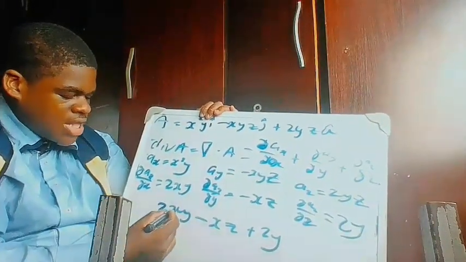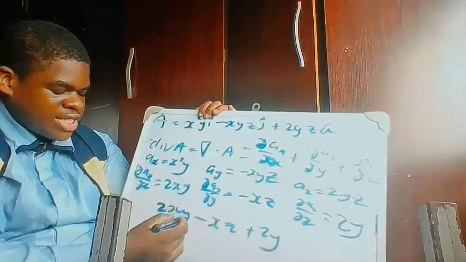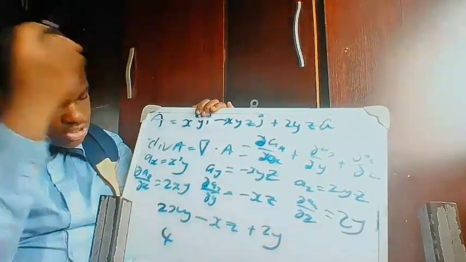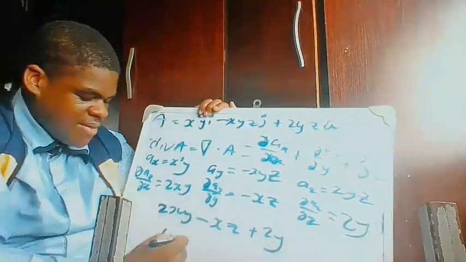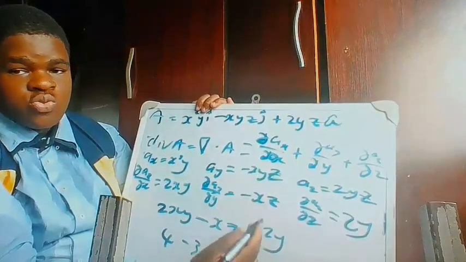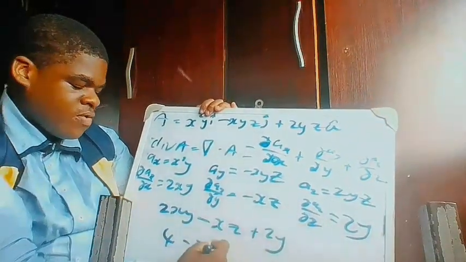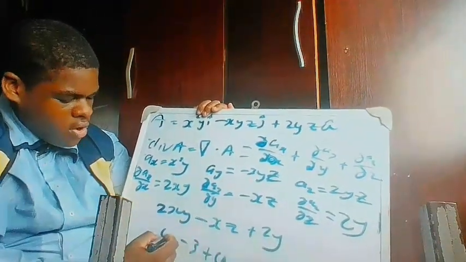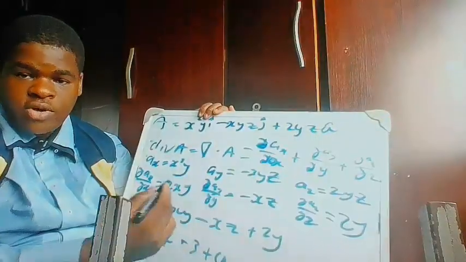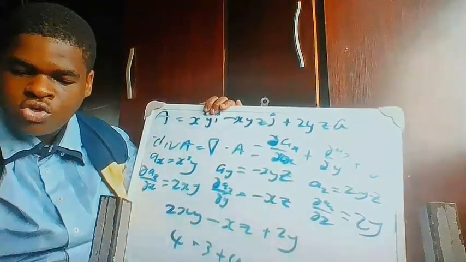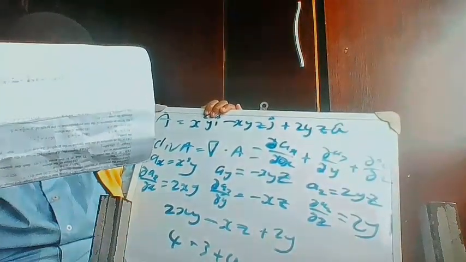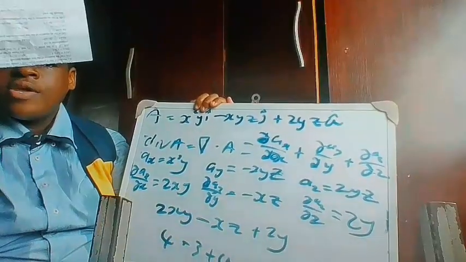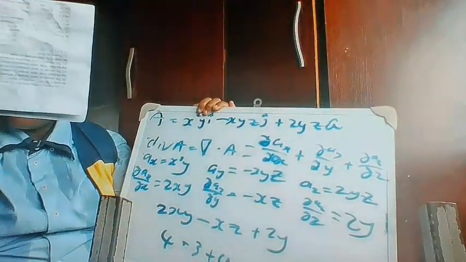When x equals 1 and y equals 2, you are going to have 2 times 1 times 2, that is 4. When x equals 1 and z equals 3, you are going to have minus 3 here. When y equals 2, 2 times 2, that is 4. So you have 4 minus 3, that is 1, plus 4, that is 5. So our divergence of A at this point is going to equal to C.